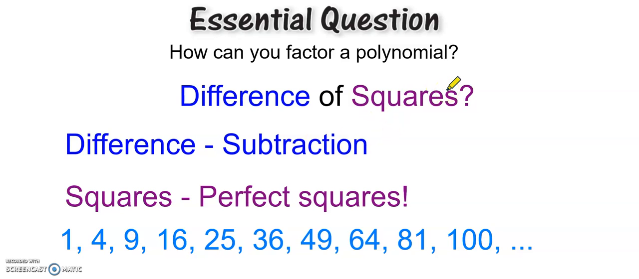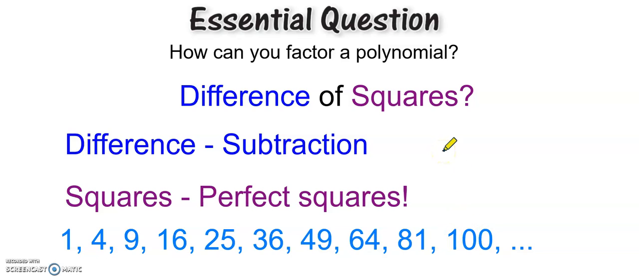Squares, what are we talking about? Not the shape, but the perfect square of a number. So that's what we're talking about here. Here are the first 10 perfect squares. So 1 squared is 1, 2 squared is 4, 3 squared is 9, 4 squared is 16, 5 squared, 6 squared, 7 squared, 8 squared, 9 squared, and 10 squared.